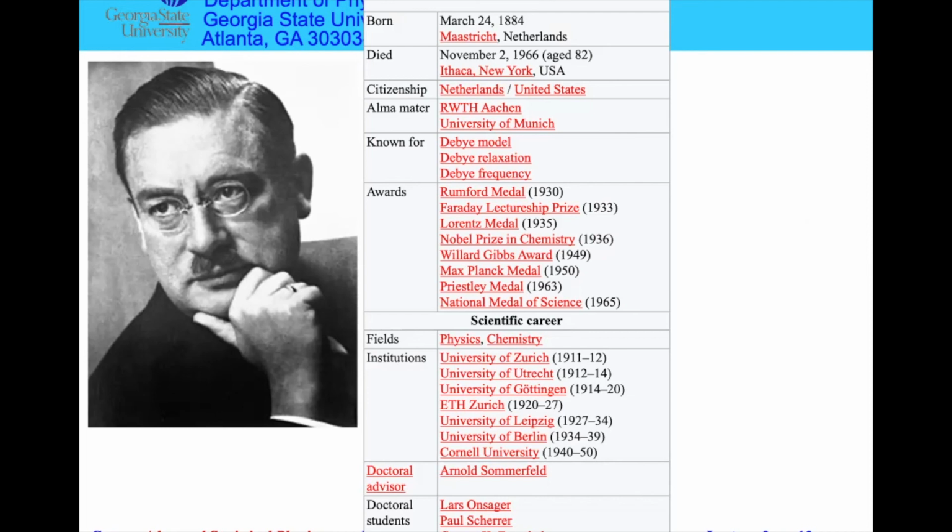He got numerous awards: 1930 Rumford Medal, Faraday Lectureship Prize, 1933 Lawrence Medal 35. He got the Nobel Prize in Chemistry in 1936. Wheeler Gibbs Award 1949, already after the war in the United States. Max Planck Medal, the highest award of the German Physical Society, I would say. Priestley Medal 1963. National Medal of Science, the highest scientific medal in the United States.